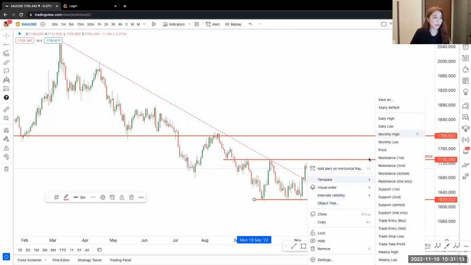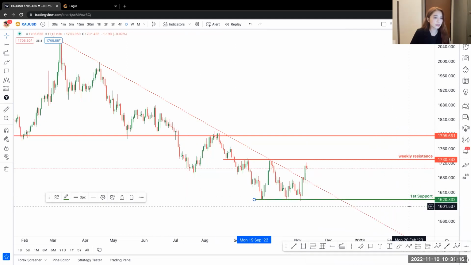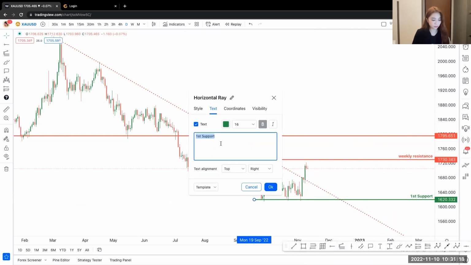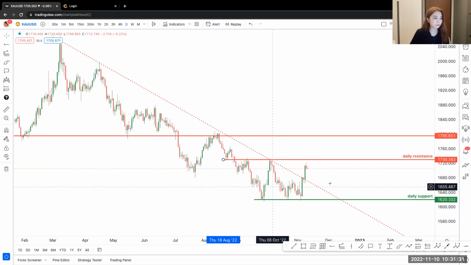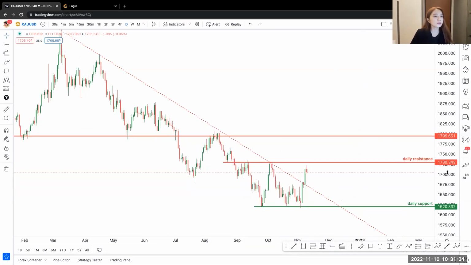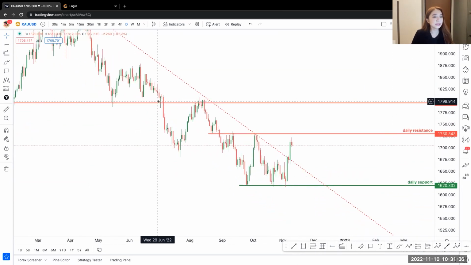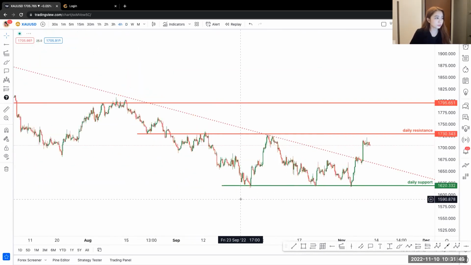And then we are looking at this as 1620.332 as a weekly support. Sorry, daily support. Just change this. Okay. So we are seeing that gold right now is in between these two prices, 1730.343 and 1620.332. Let's look at the 4-hour chart.